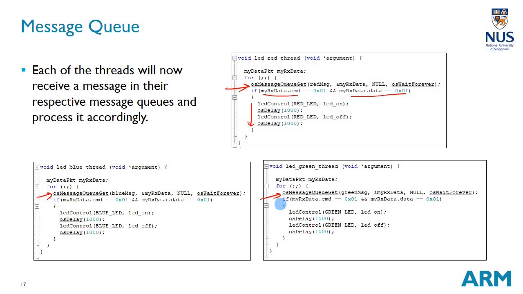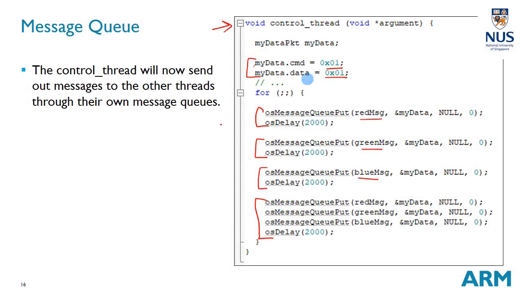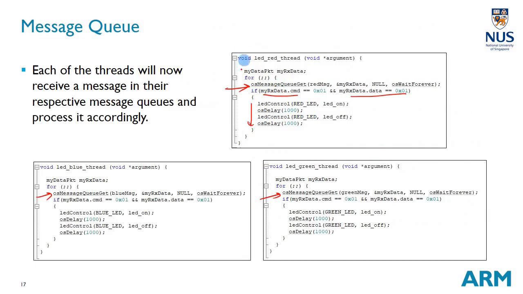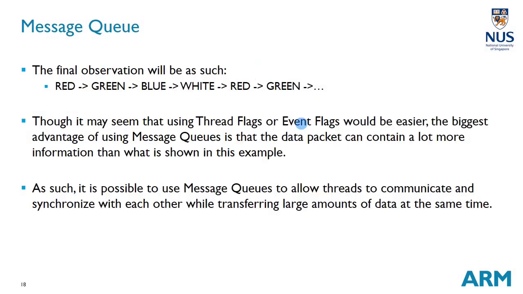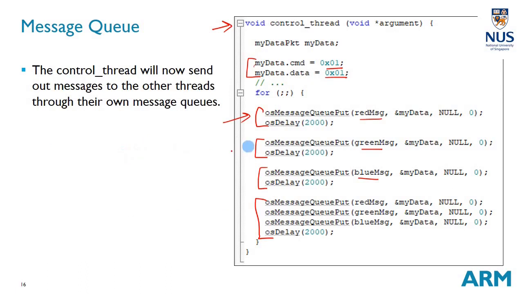So what would be the expected behavior? If I come back here, the very first time that I send out this message, I will be unblocking the red thread. The red thread will come out of its blocked state, check that it is 1 and 1, and it will blink the red LED. So 1 second on, 1 second off, and the 2 second delay finishes. Once the 2 second delay finishes, I'll come here to the green, and then to the blue.